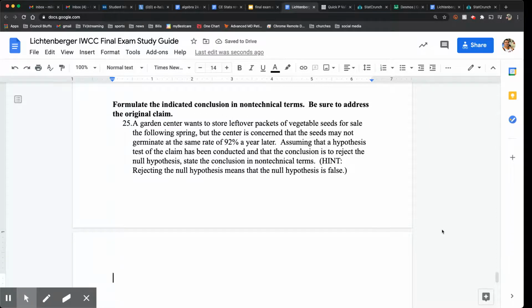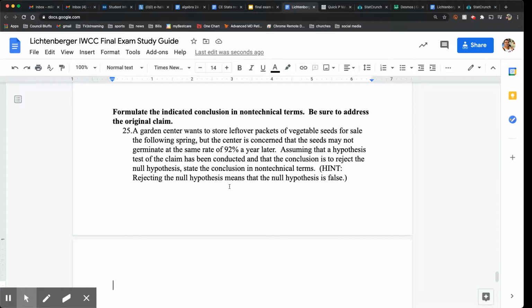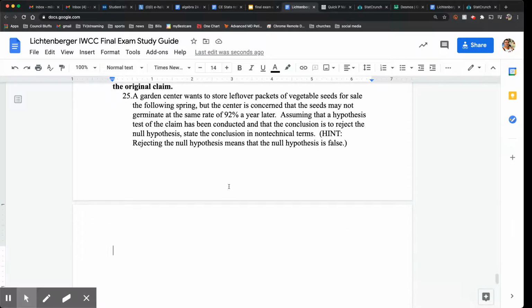A garden center wants to store leftover packets of vegetable seeds for sale the following spring, but the center is concerned that the seeds may not germinate at the same rate of 92% a year later. Assuming a hypothesis test of the claim has been conducted and that the conclusion is to reject the null hypothesis, state the conclusion in non-technical terms. So remember, we always have our initial guess and our alternative guess. Our initial guess, if we were to do this on Statcrunch, would be that 92% is our rate.